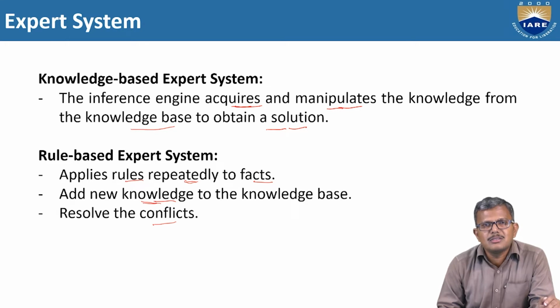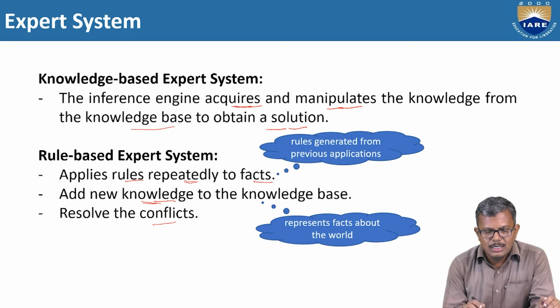In this session, we are going to talk about a specific problem called search technique, that we will see now. Here, it is going to apply the rules repeatedly based upon the rules which were generated by the previous applications. So it is going to add new knowledge to the knowledge base by representing the facts about the world. So it is called the rule-based expert system. Knowledge-based expert system is too specific to a particular knowledge base, and it will acquire and perform the manipulations. But when it is the rule-based application, it is going to generate the new data.